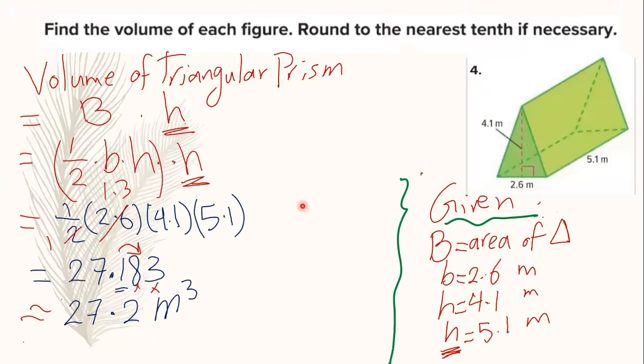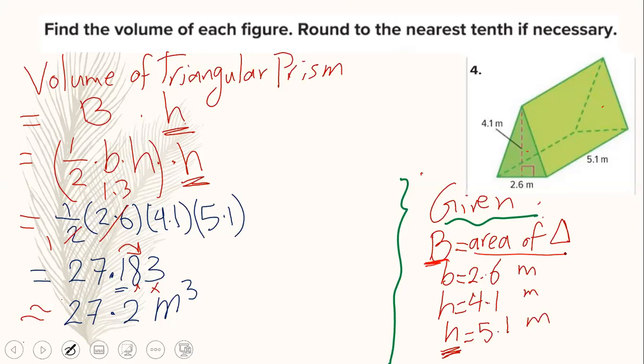Let's go to exercise 4, same page 485 in your textbook. Find the volume of the given figure, round to the nearest tenth if it is necessary. What is given here? Let's take a look at the figure. This figure is triangular prism because it has two parallel bases. Each base is triangle. So the base area will be area of triangle. What is formula of area of triangle? It's half times base times height.